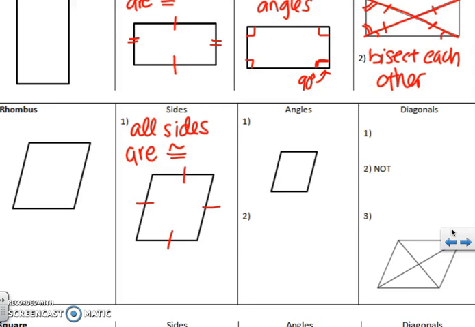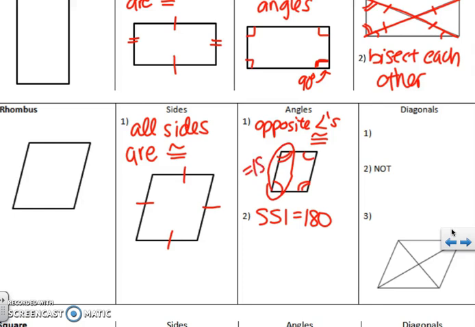We don't know anything special about the angles in a rhombus, though. So we're going to use the same ones from a parallelogram. So the opposite angles are congruent, and then we know same side interior angles equal 180. So these angles are congruent, this angle is congruent to this one, and then these two equal 180. So that's all based on parallelograms.